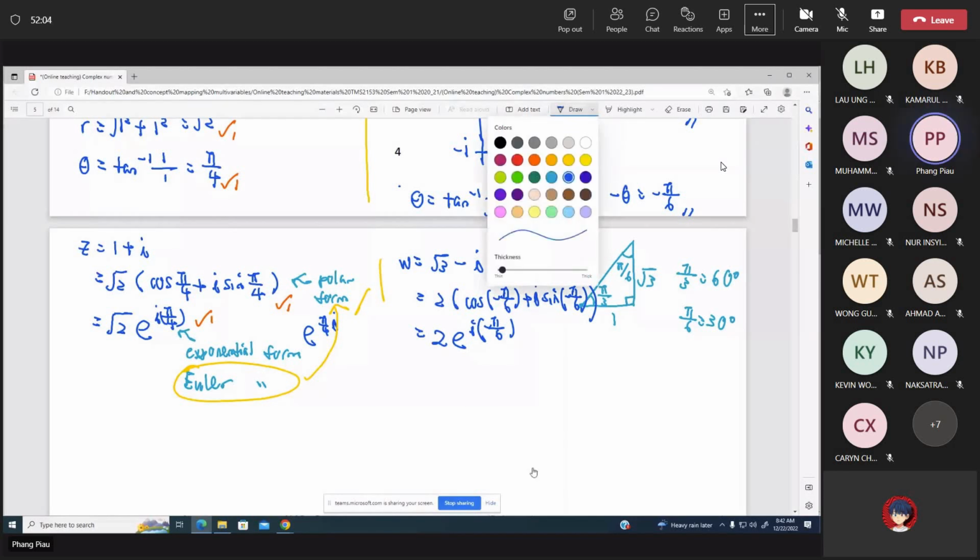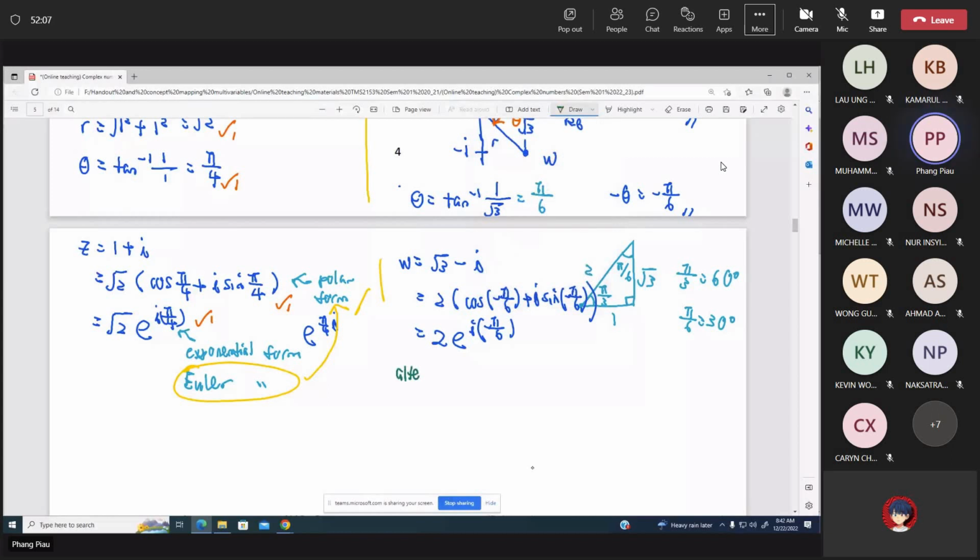Of course, if you do not like this negative, you can also say your W is equal to 2 cos 11 pi over 6 plus i sine 11 pi over 6. You can also put it this way.